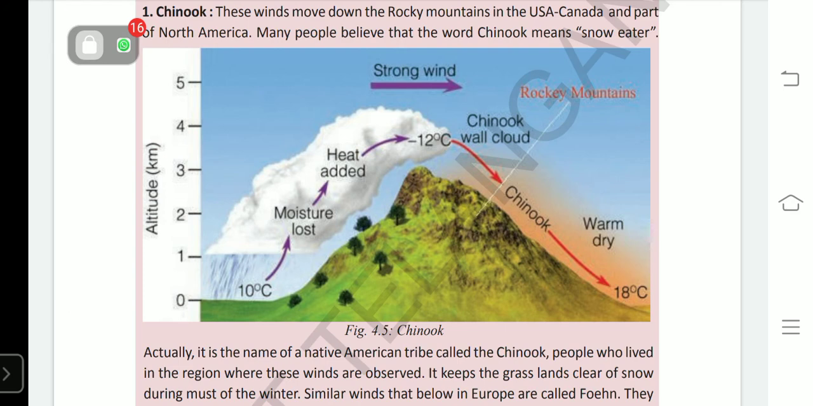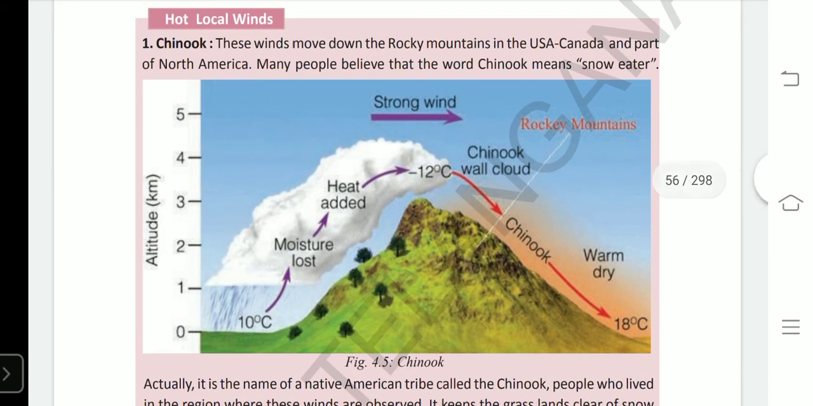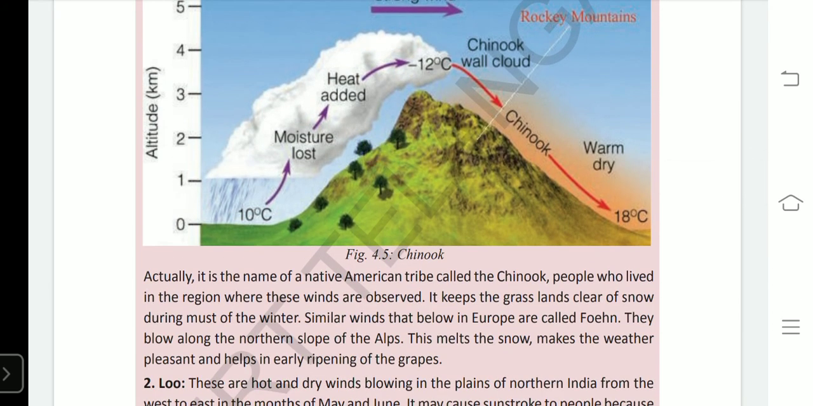Some tribal people living in America are called Chinook. That is the name of one tribe living in North America. That is the actual name. This name was applied to the hot winds blowing in that area. Understand? So in the regions of North America where these hot winds blow, they are called by that tribe's name, Chinook.